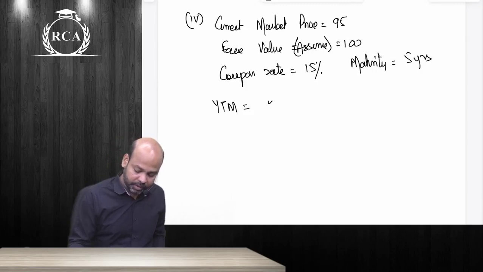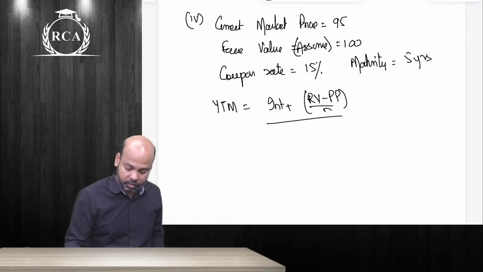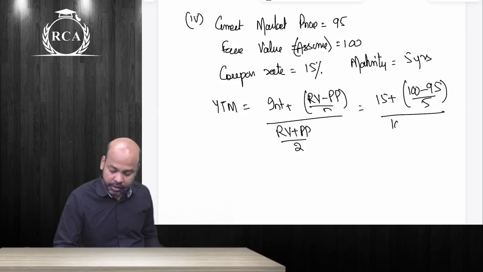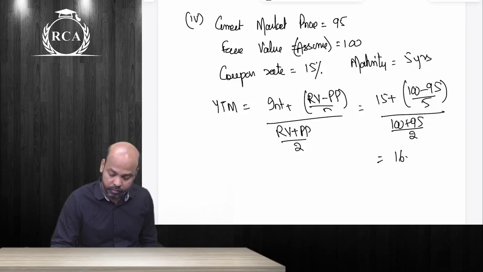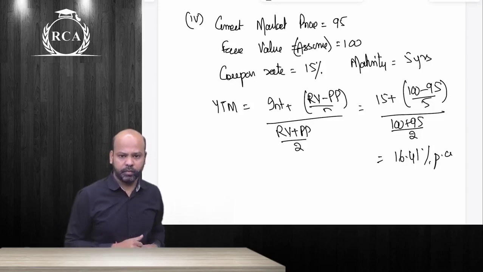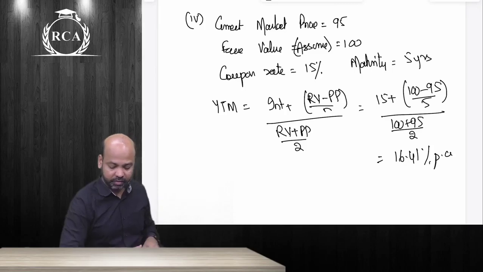Therefore, YTM as such will be equal to interest amount plus redemption value minus purchase price divided by n, whole divided by redemption value plus purchase price by 2, guys. Your interest amount is 15 rupees plus 100 minus 95 divided by 5 years, whole divided by 100 plus 95 by 2. How much will this be, guys? 16 divided by 97.5. 16.41% per annum. 16.41%, guys, will be your YTM.